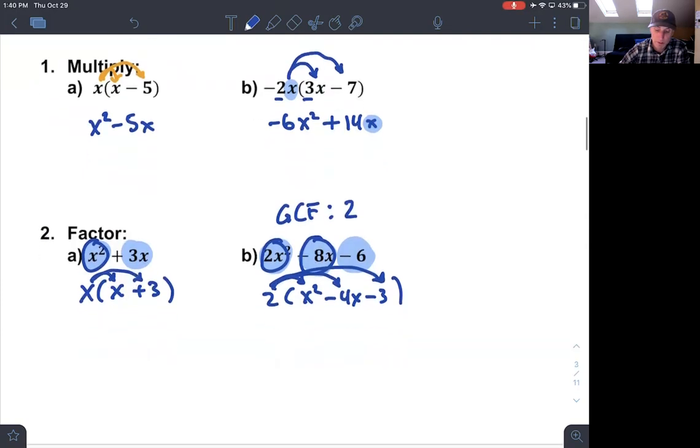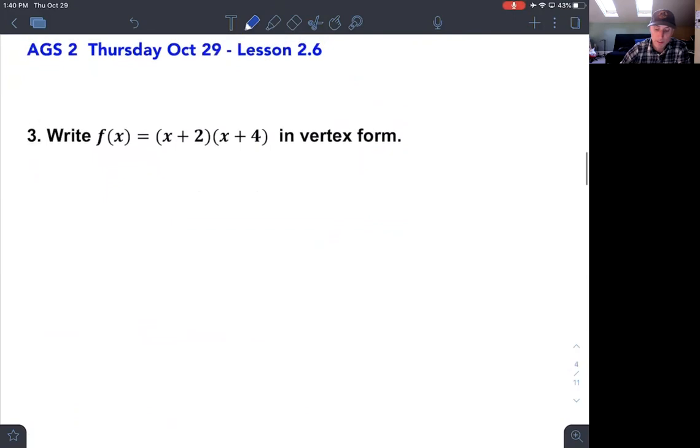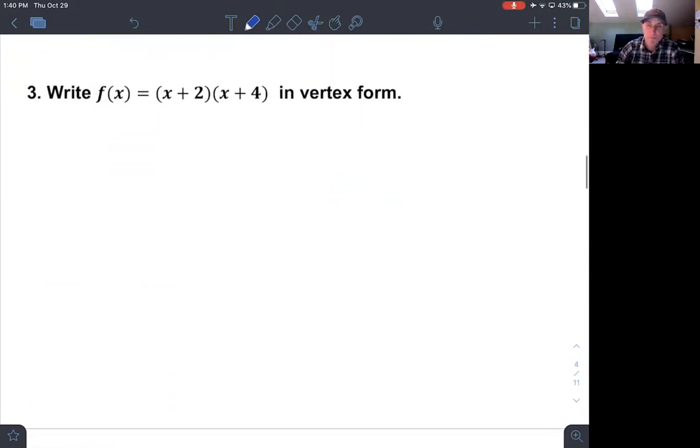Okay, rolling on then. All right, the last one here. This was definitely a challenging problem. We're going to try to write this in vertex form. Currently, it's in factored form. Just like you just saw in the last problems, these are factors. Each one of these pieces is called a factor. So there's 2 factors, right? The first set of parentheses and the second set of parentheses.